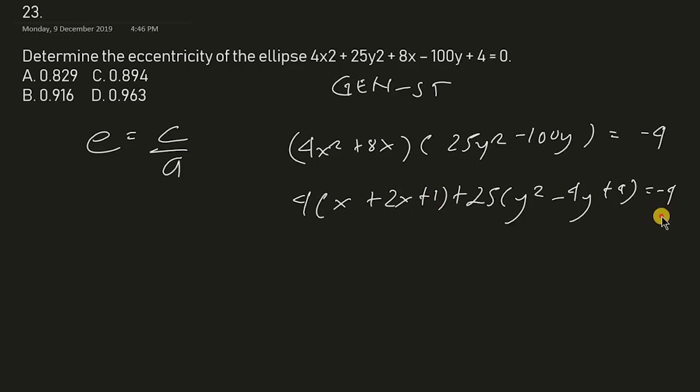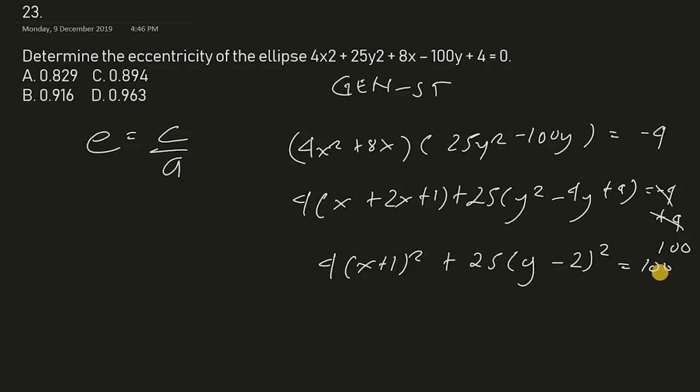This is 1 times 4. Mag-add ako dito ng 4. That's 4 times 25, that's equal to 100. So, magka-cancel ito yung negative 4 tsaka positive 4. So, yung natira na lang is 4x plus 1 squared plus 25y minus 2 squared is equal to 100.